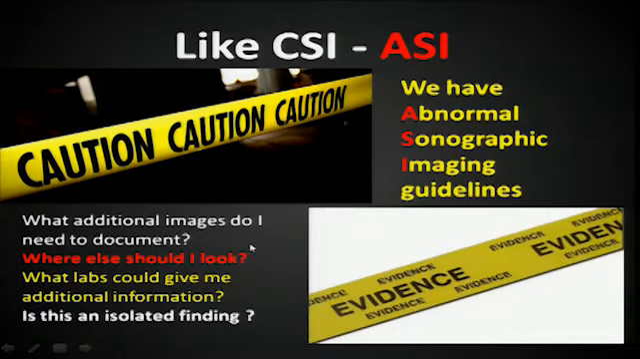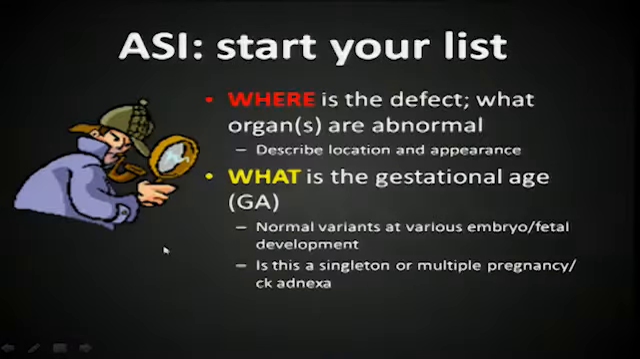What additional images do I need to document? Where else should I look? What labs could give me additional information? And is this an isolated finding? So these are the questions that you need to answer as you're looking at this baby. So ASI, start your list.